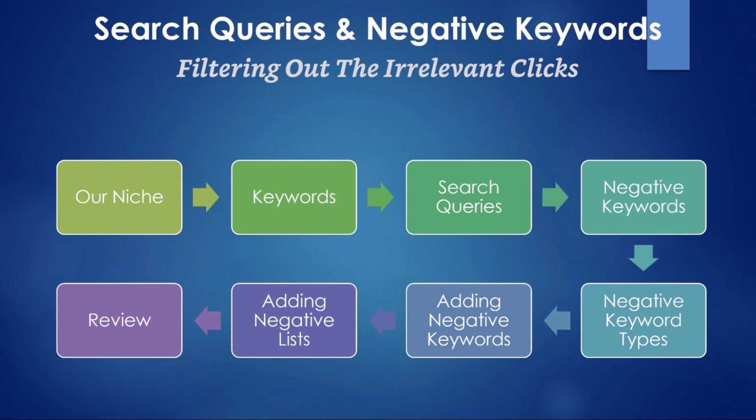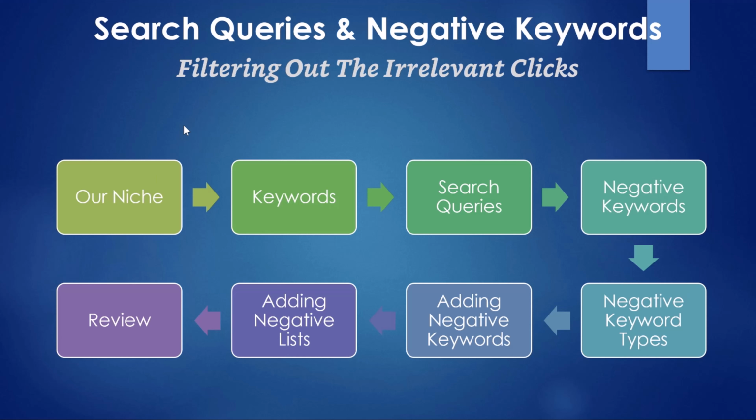All right, welcome back to another video. In this video, we're going to cover one of the most important things when making your campaigns. It is the search queries and negative keywords, filtering out the irrelevant clicks. So we don't want people searching for things that are completely irrelevant to our ads, yet Google's still showing our ads. So the niche that we're going to cover today is going to be the divorce lawyer niche.